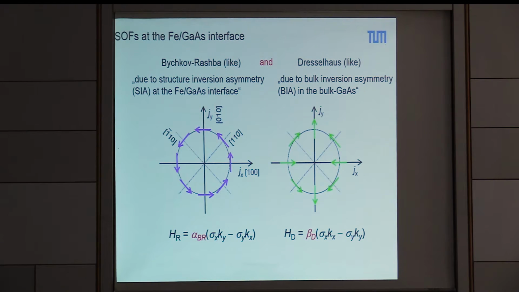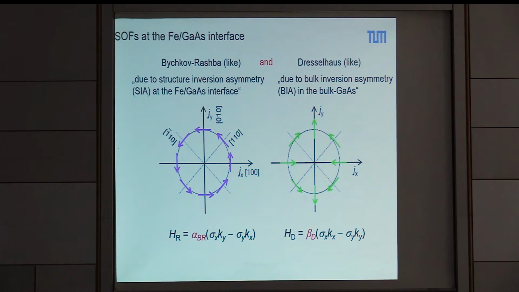And as I said, you can derive some Rashba-like and Dresselhaus-like torque, spin-orbit field, sorry. And they would look like this. As I said, I will only plot one parabola. So here, this would be the spin direction for the Rashba type. This would be the spin direction for the Dresselhaus type. And these are the corresponding Hamiltonians that are k-linear, as I said.